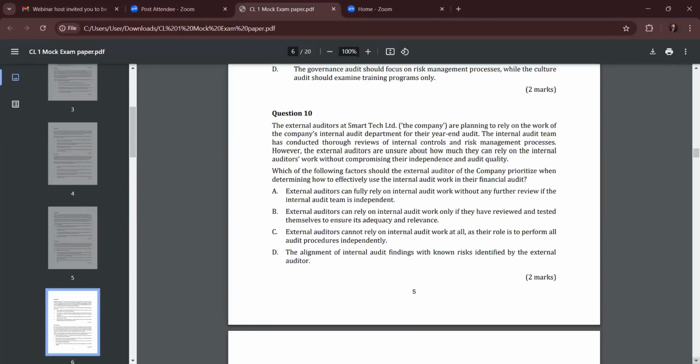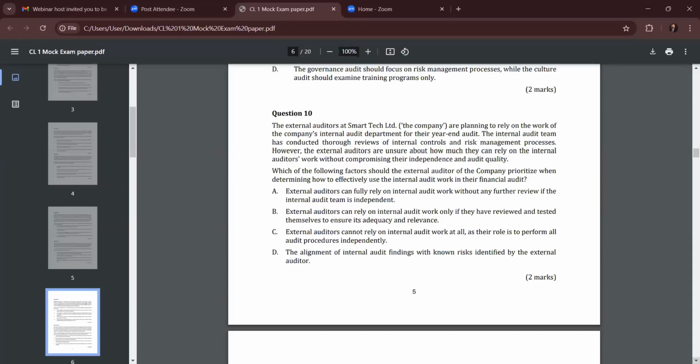The internal audit team has conducted thorough reviews on internal controls. Internal auditors have done a thorough, very good review of internal controls and risk management processes. However, the external auditors are unsure about how much they can rely on internal auditors' work without compromising the independence and audit quality. External auditors do not know to what extent internal auditors' work can be used.